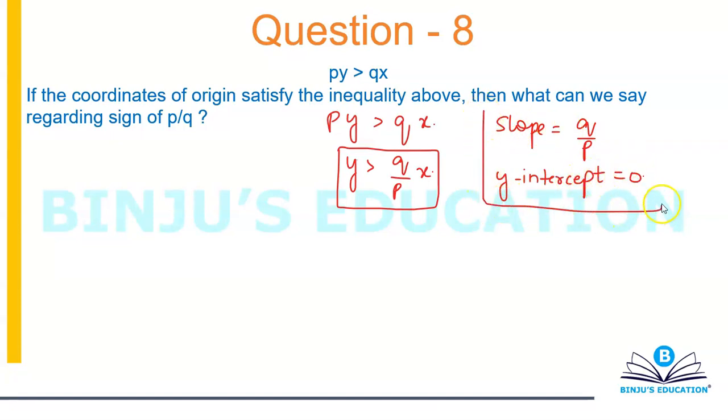My y-intercept is always 0 because the y-intercept is not given to me, so we have to take it to be 0. We can't do anything else. Now we need to draw this. So a couple of possibilities we can have.